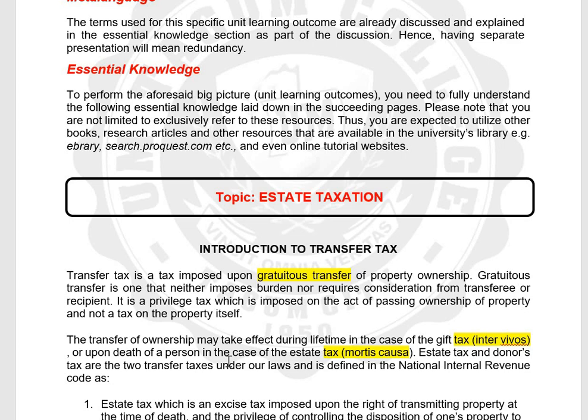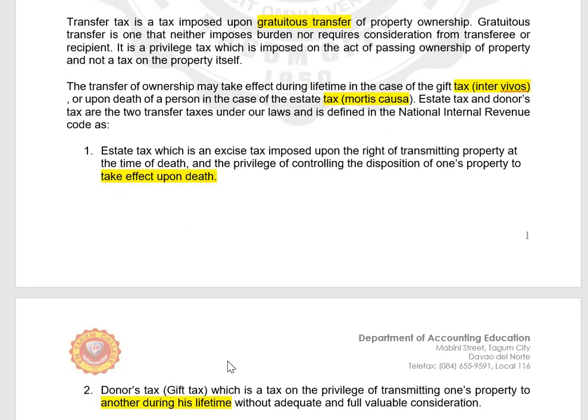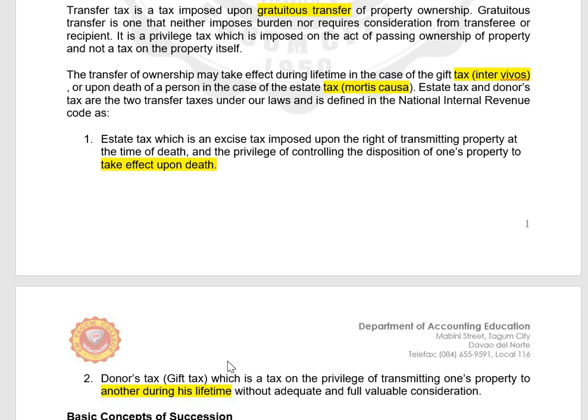So estate tax and donor's tax are the two transfer taxes under our laws and are defined in the National Internal Revenue Code. Estate tax is an excise tax, because it is a tax imposed upon the right of transmitting property at the time of death, and the privilege of controlling the disposition of one's property to take effect upon death. As I said kanina, ang donation mortis causa mag-take effect siya upon death. That's why it's subject to estate tax.